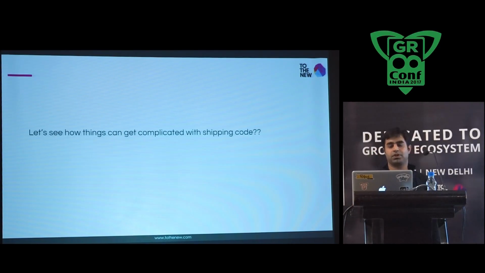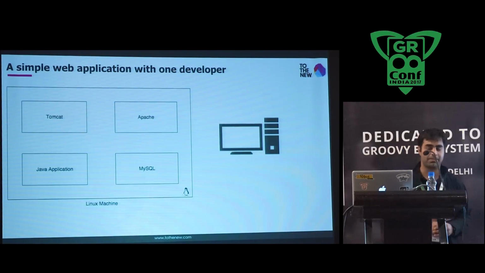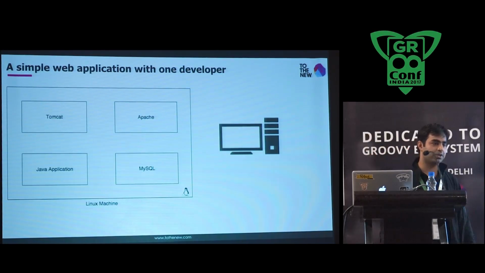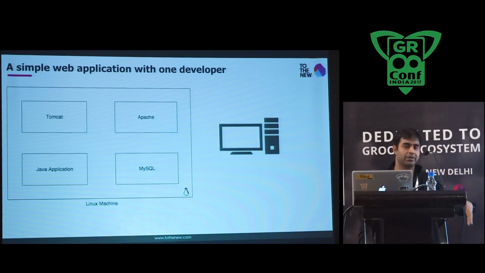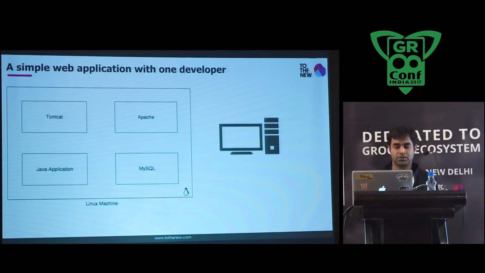Understanding the problem of shipping code. Let's see how things get complicated. Let's say we have a very basic application where you need one web server, one container, I mean Tomcat. You have a Java application, you have a database. That's all we need for a standalone application, when we're creating a raw application from scratch. So life is very easy.